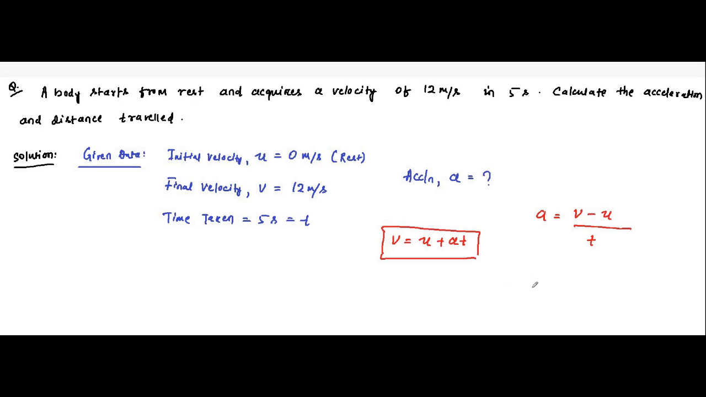So if we put these values, v is equal to 12 meter per second, initial velocity u is equal to 0 meter per second, time is equal to 5 seconds. So it is 12 by 5, which is equal to 2.4 meters per second square. That is the acceleration. Acceleration is equal to 2.4 meters per second square.